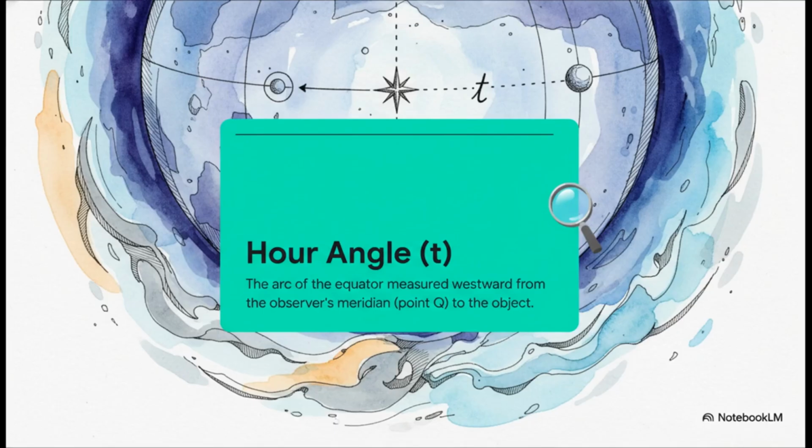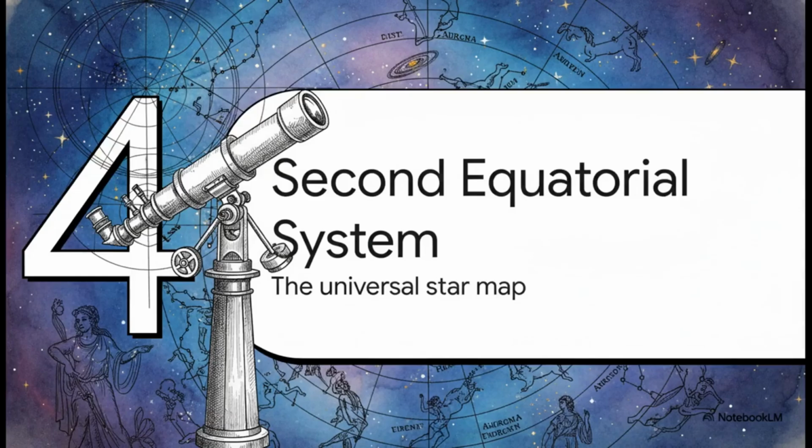Now this is the local part. We measure this angle along the celestial equator, starting from the point where your local meridian crosses the equator, and we measure westward to the star's position. Because your meridian moves as the Earth rotates, the hour angle for any given star is constantly changing. So the first equatorial system is useful for pointing telescopes, but that time-dependent hour angle makes it totally unsuitable for a permanent map. For that, we need the second equatorial system.